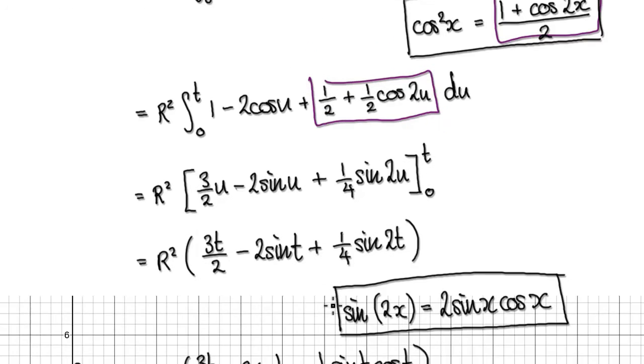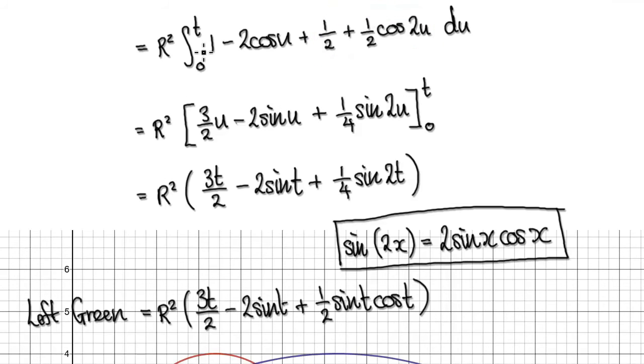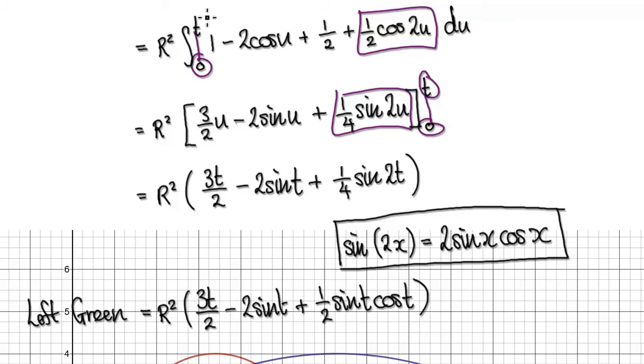So now to integrate this, let's merge these two together. That will then give us 3 over 2. But when you come to integrate it, it will be 3u over 2. That will then give us this. This is easy to integrate. That will then give us this thing here, and then this thing here, to integrate it, it will then give us this from 0 to t.